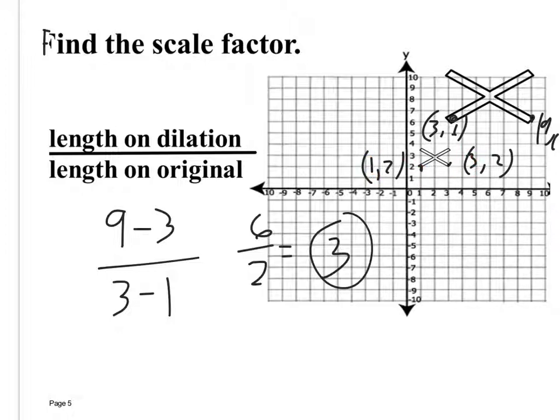And you can tell there are 6 spaces here. There are 2 spaces here. So for 1 unit, it must be 3 units. So there you go. Any questions?